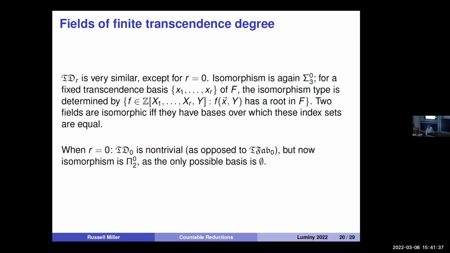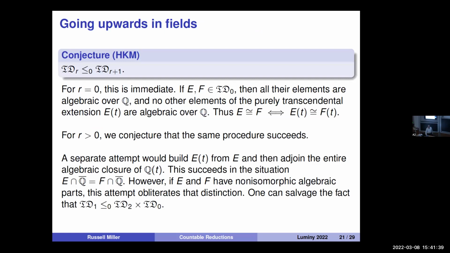Okay. So what happens? First of all, this is something we still don't know for sure. Can you go upward in fields? Okay, you know what I mean. In the picture for torsion-free abelian groups, which I'll bring back in a moment, you did have reductions going up, right? TFAB1 computably reduces to TFAB2 and then to TFAB3 and so on going up. In fields, we believe we can do that. It's certainly true when R equals 0.